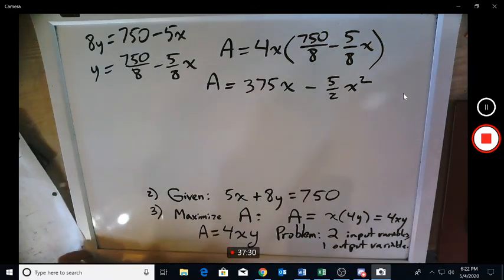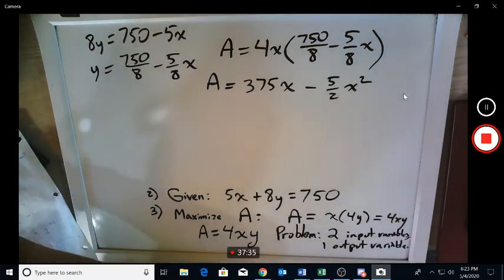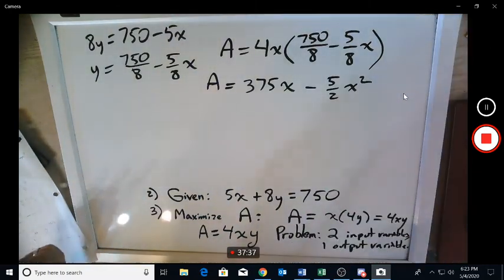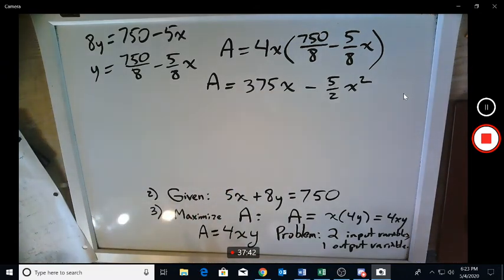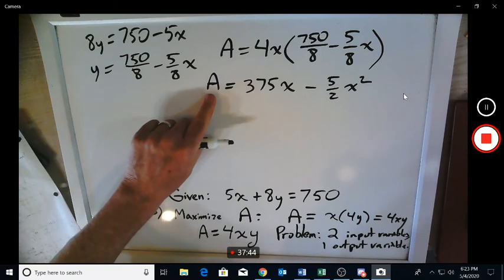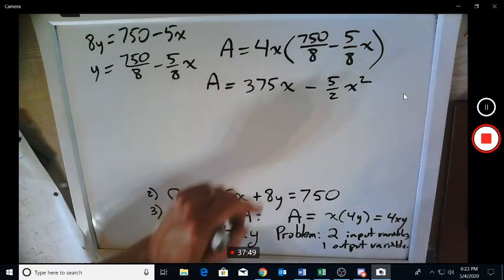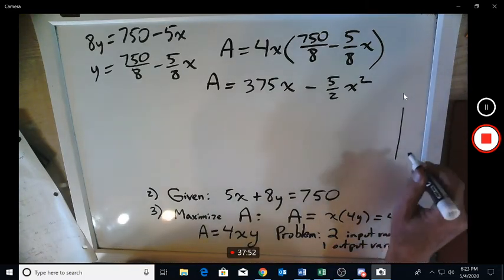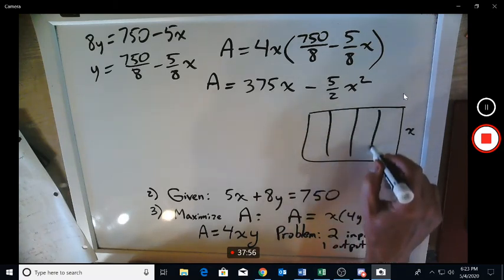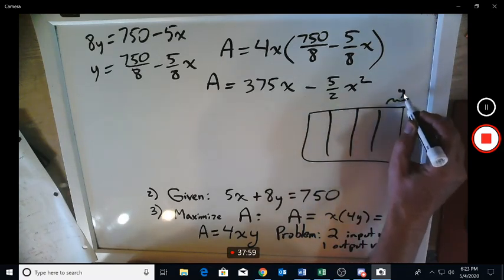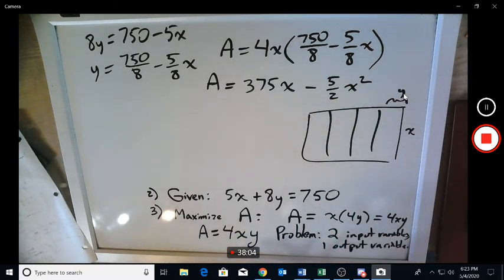All right, now if I visualize this, this is the area as a function of just x. Remember the picture, the x's were these verticals, and the y's were this. So area strictly is a function of my choice for x.